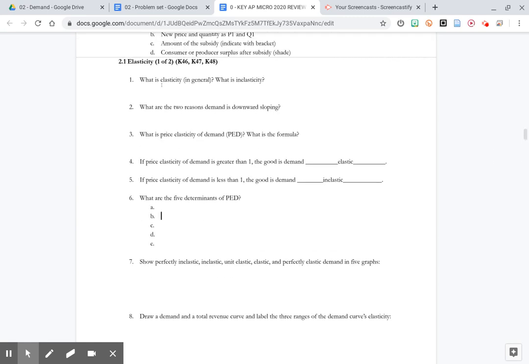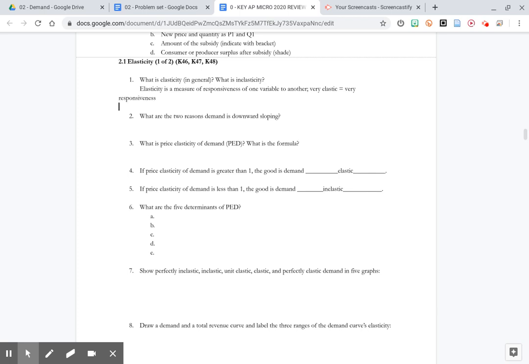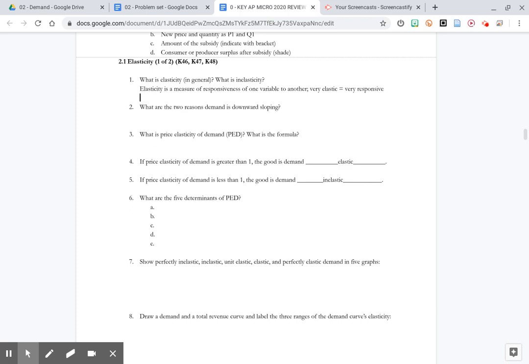The first question asks about just what is elasticity in general, and elasticity is a measure of responsiveness of one variable to another. It's the idea of how responsive they are. So we'd say that very elastic means very responsive. It responds a lot, as opposed to not very much. And then we'd say inelastic means not very responsive. It doesn't really respond to the other variable changing.